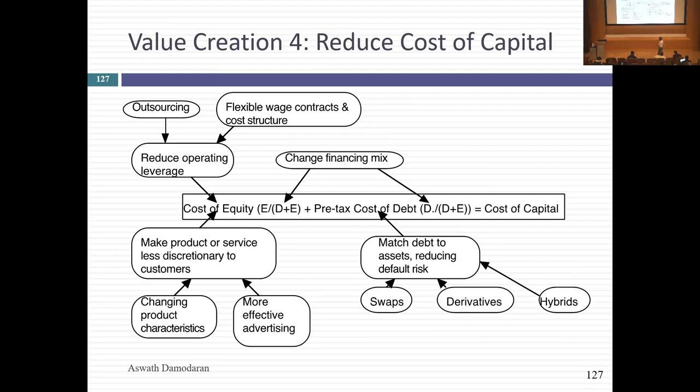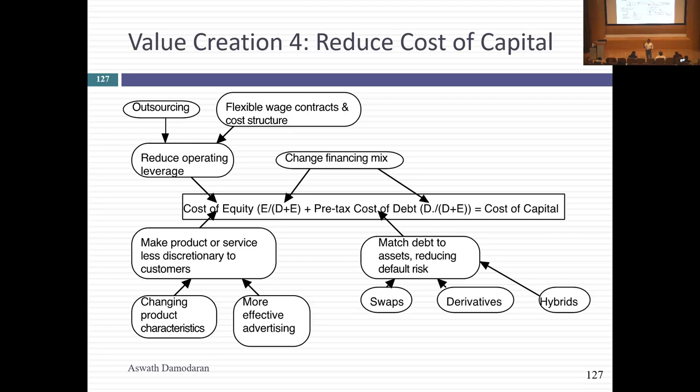If you mismatch your debt to your assets, you're paying too high a cost of capital. You know what I mean by mismatching the debt to your assets? Using short-term debt to fund long-term assets, euro debt to fund dollar assets. You're asking for trouble. You're increasing your default risk. Matching up debt to assets will make your debt less risky, less costly, and lower your cost of capital.